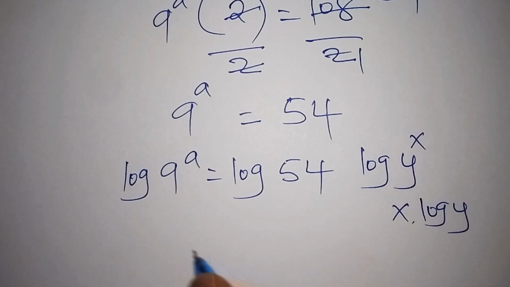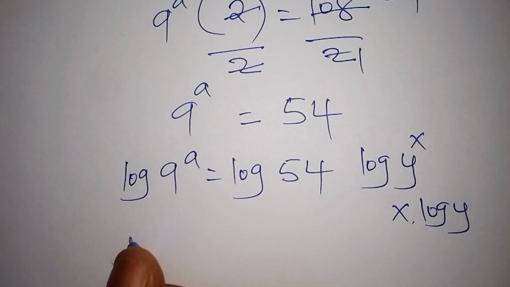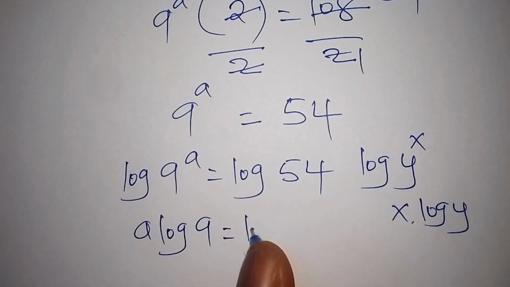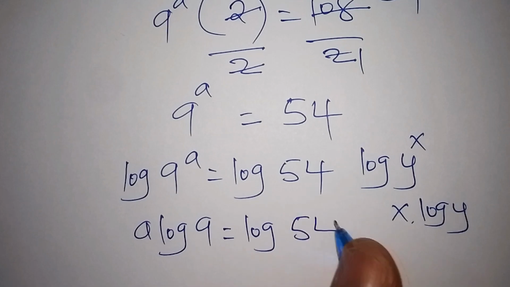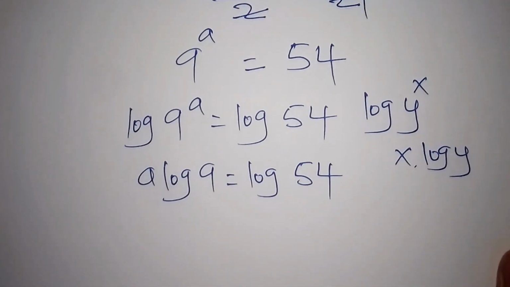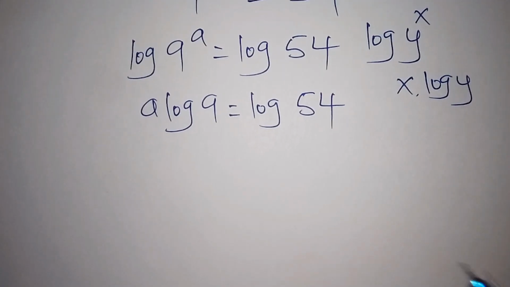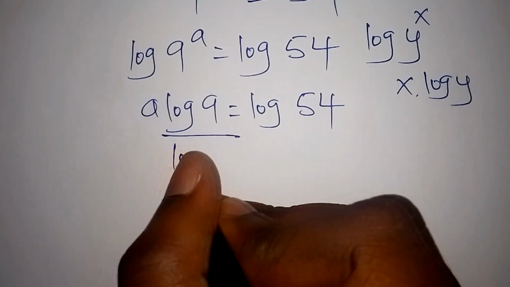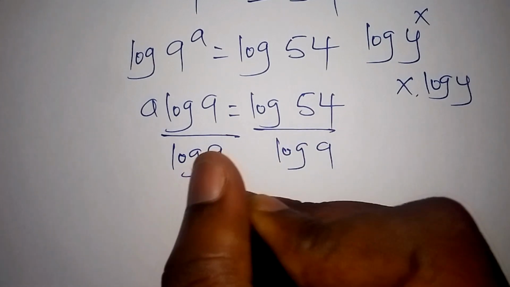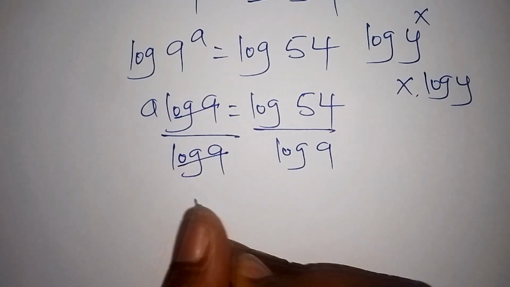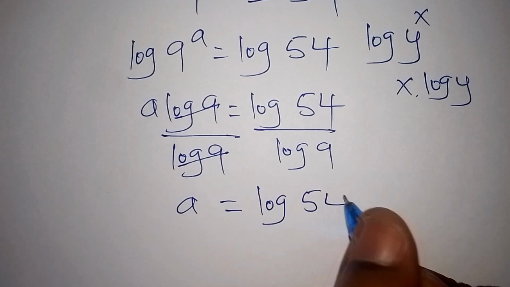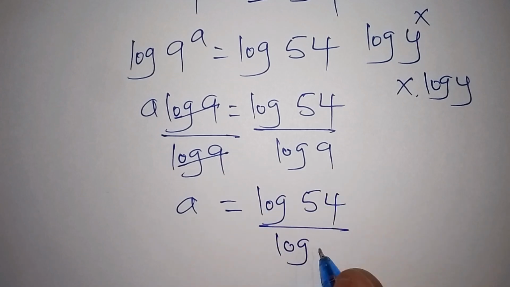That means the log of 9 to the power of a can also be written as a times the log of 9, is equal to the log of 54. From here we divide both sides by the log of 9. The log of 9 over the log of 9 cancels, so our value for a is equal to the log of 54 all over the log of 9.